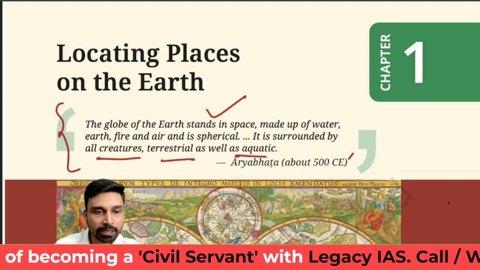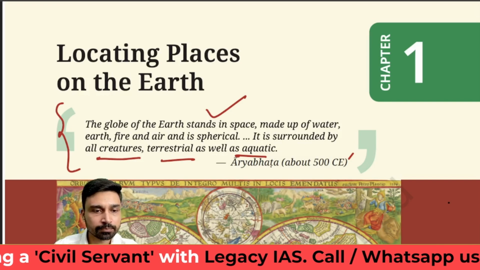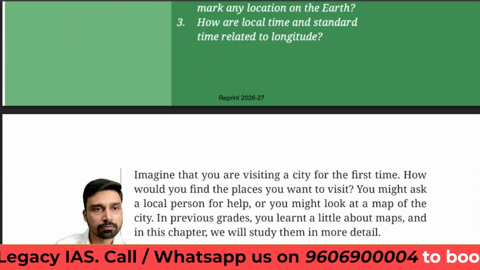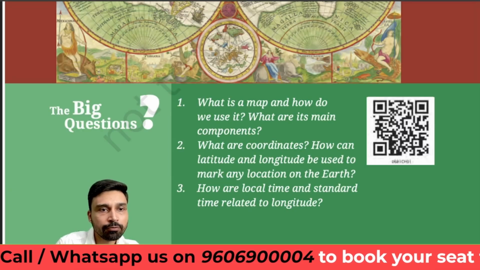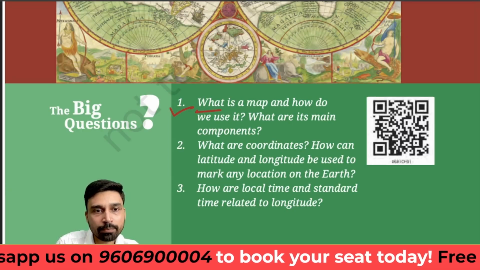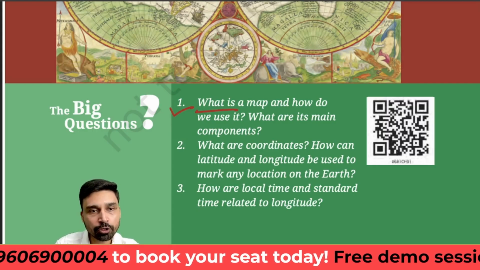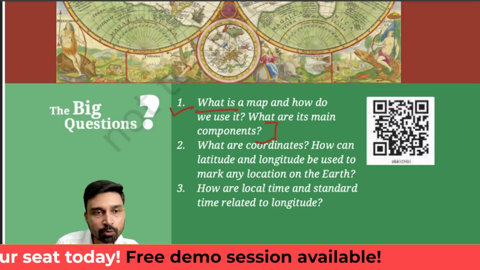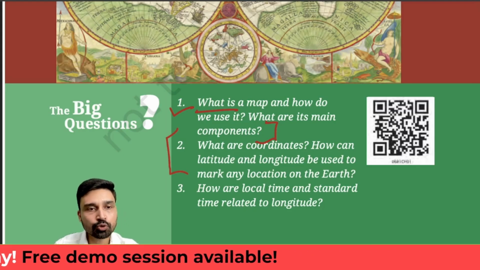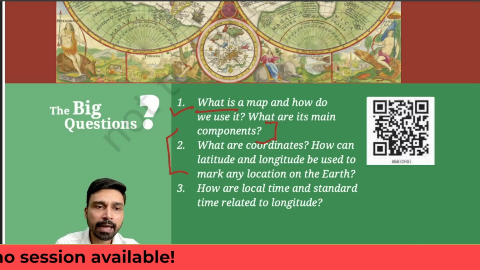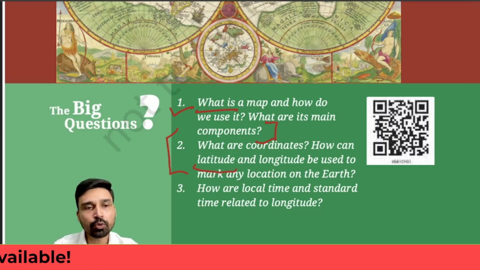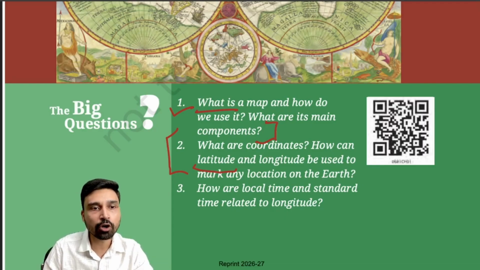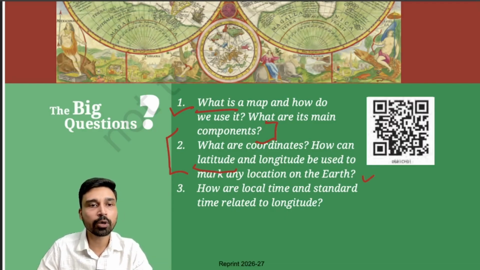Now, if you look at the content of this chapter, we have to study what a map is, how we use the map in geography, and what the main components of the map are. Then we are going to talk about the coordinates that we use to locate a particular place on the earth, and we'll also study two important lines, latitudes and longitudes, and how they can be used to mark any location on the earth.